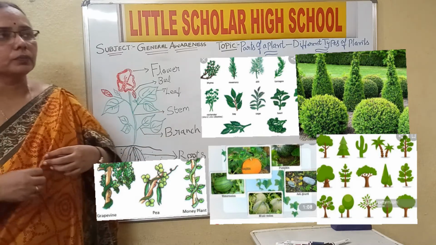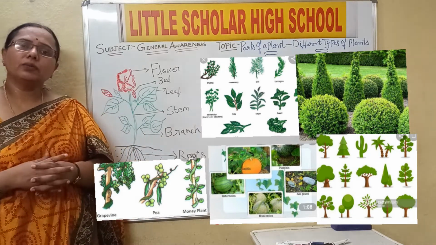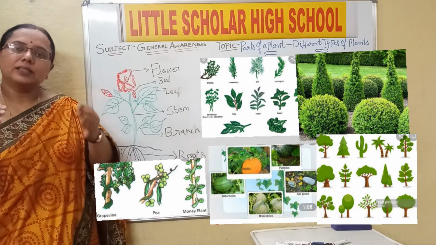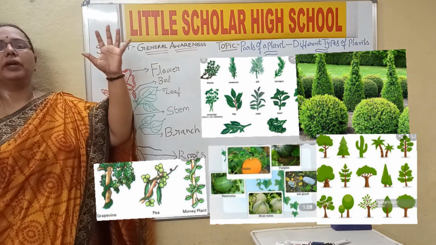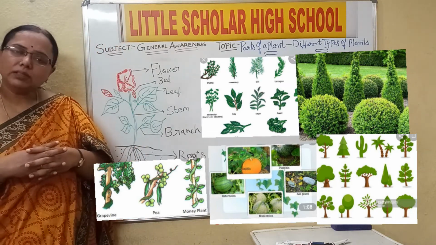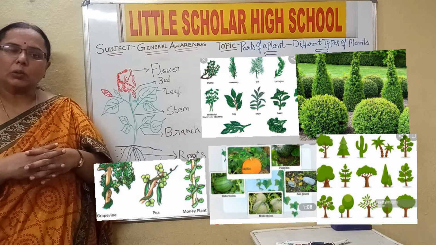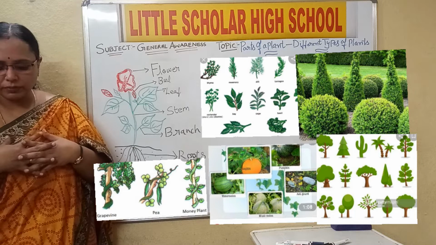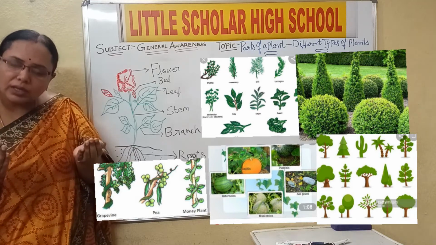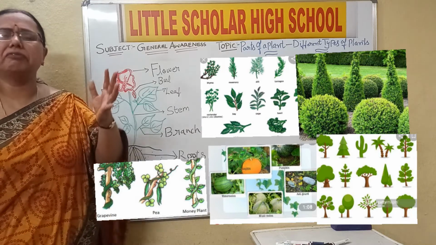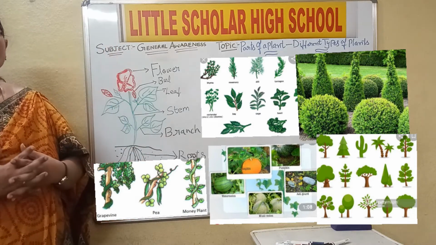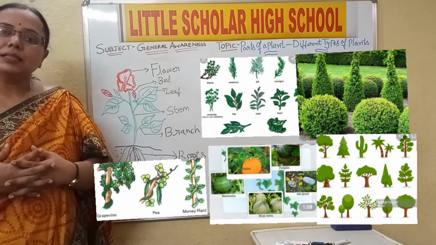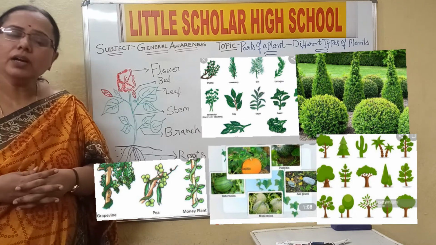Now see, you might have seen in your surroundings that some plants are small, some plants are big, and some plants are very big, isn't it? Whenever we look in our surroundings, we see different types of plants. Some are small, some are big, some are very big, isn't it, children? So these are the different types of plants.